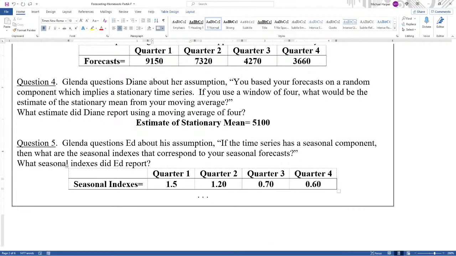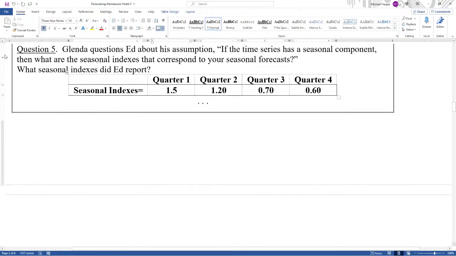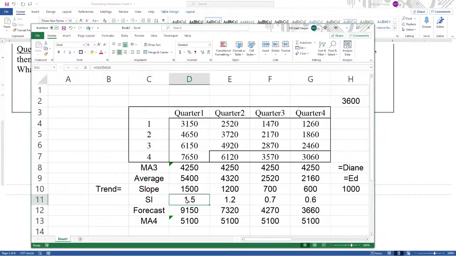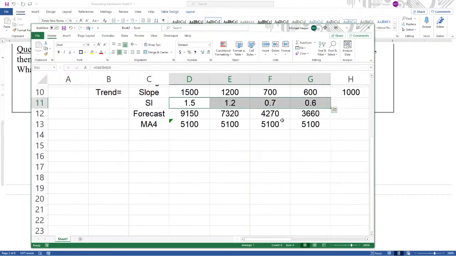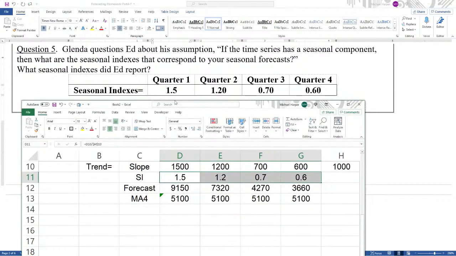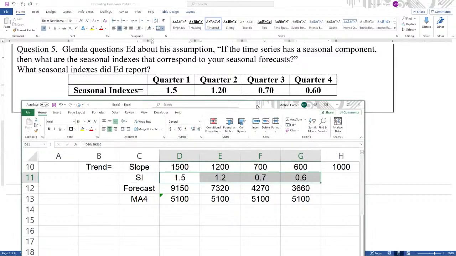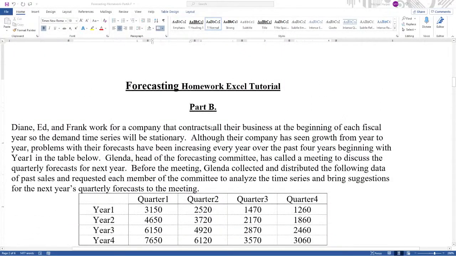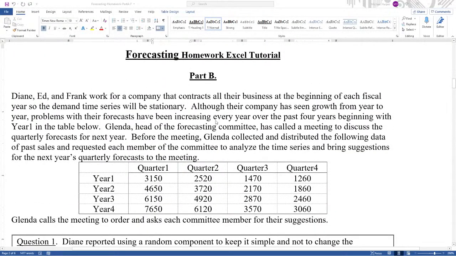And so now let's bring this up. And we say, okay, well, we've already done that. We did that right here. We bring this down, and sure enough, it's 1.5, 1.2, 0.7, and 0.6. I had a 1 in there that shouldn't be there, so I went 1.5 as the answer. So there's the answer to the seasonal indexes. And so this is Part B. I hope this helps.